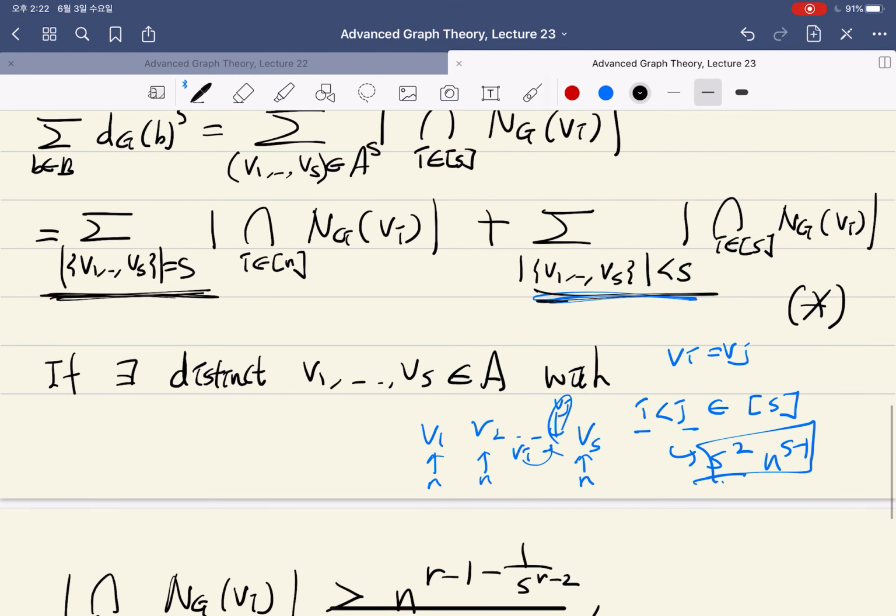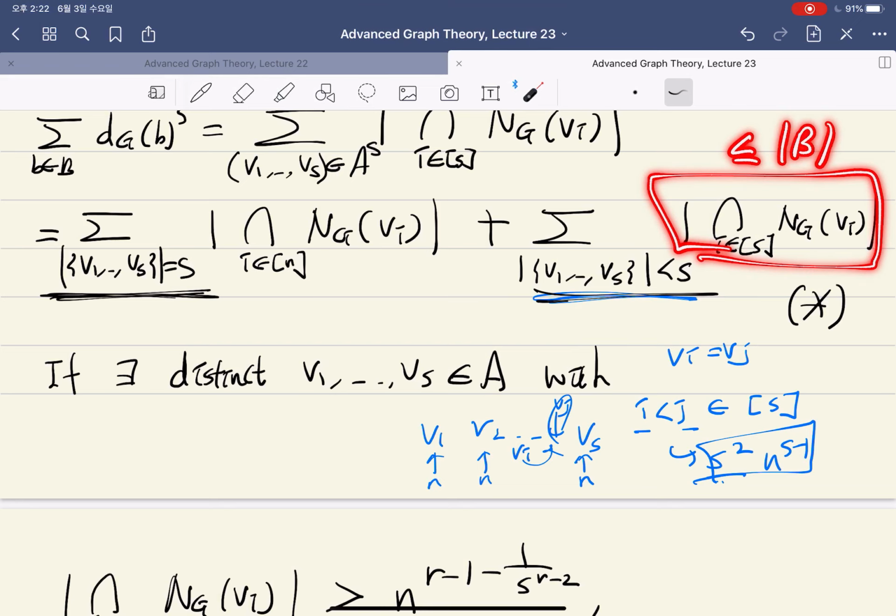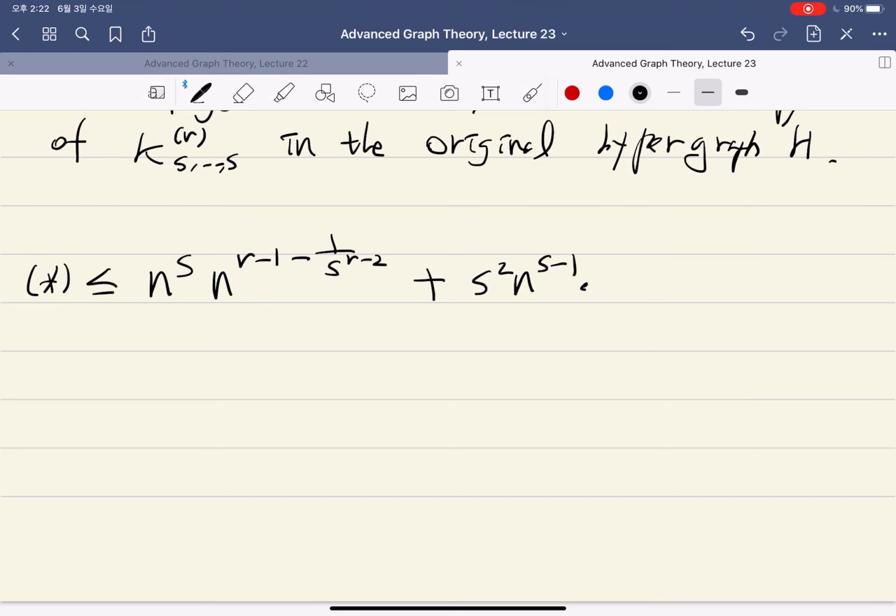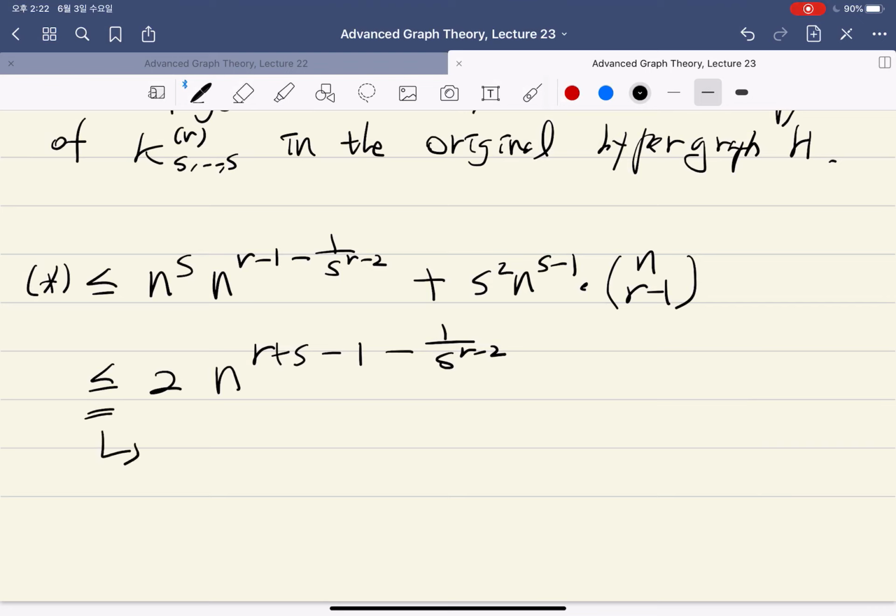And each time that we add, this term has size at most the size of B, which is n choose r minus 1. So this all together is at most 2 times n to the r plus s minus 1 minus 1 over s to the r minus 2. This inequality is true as n is bigger than s to the 4 and s is at least 2.